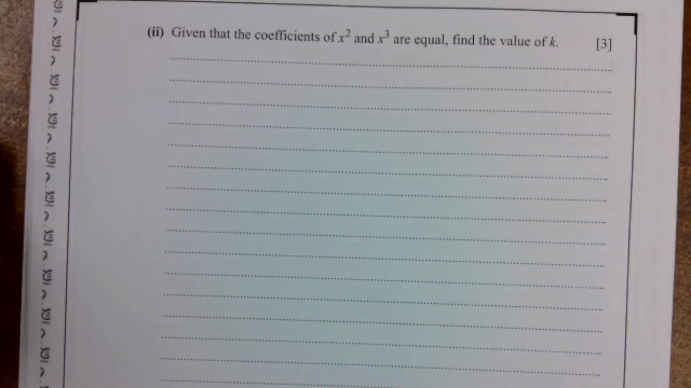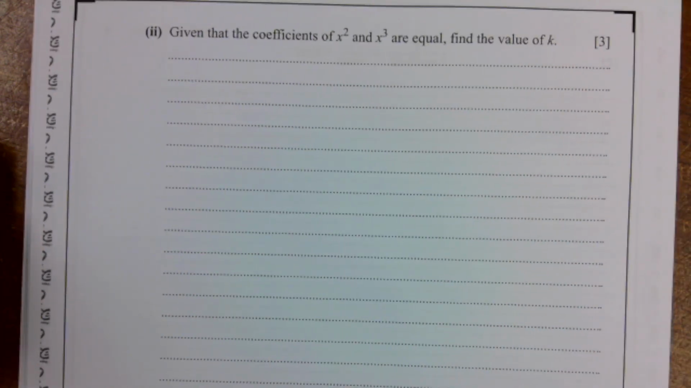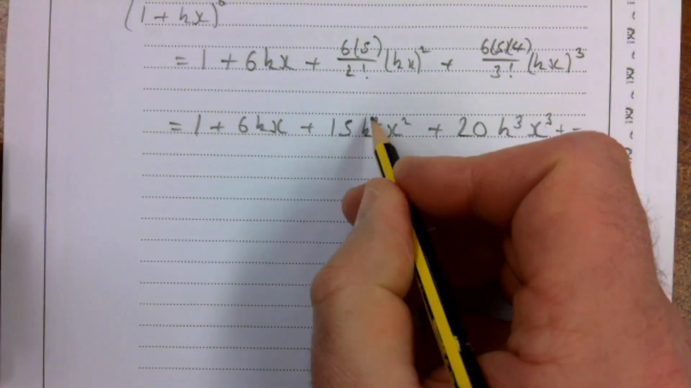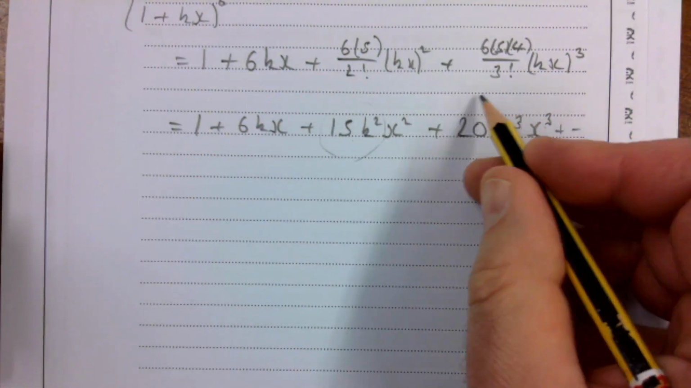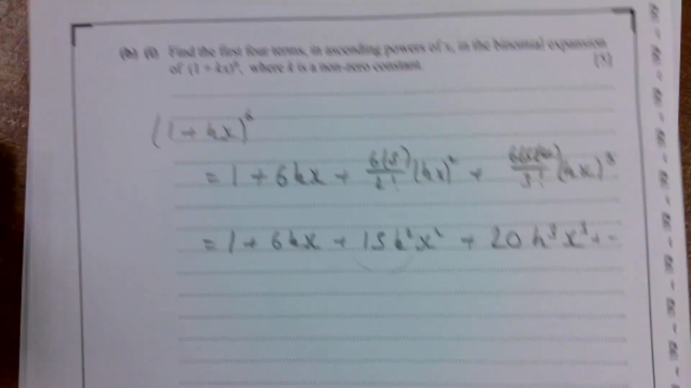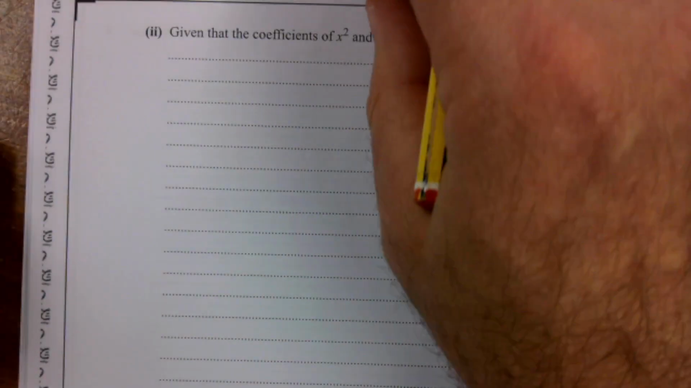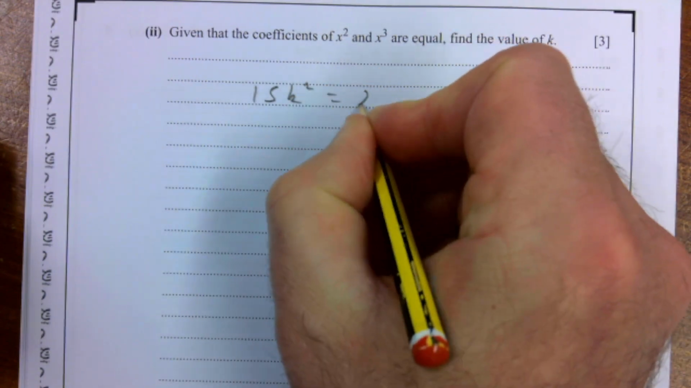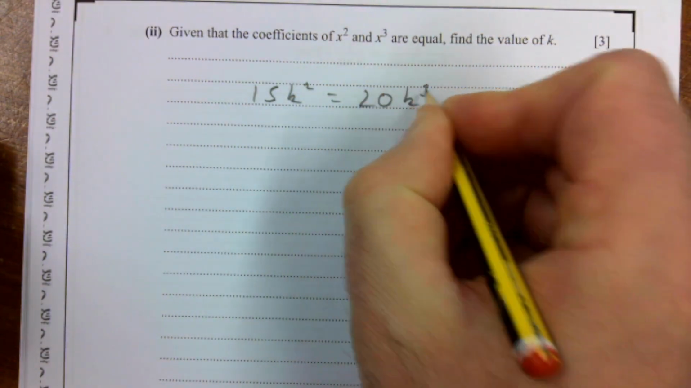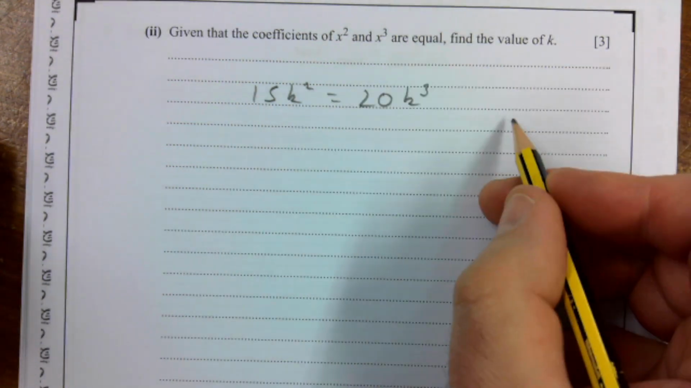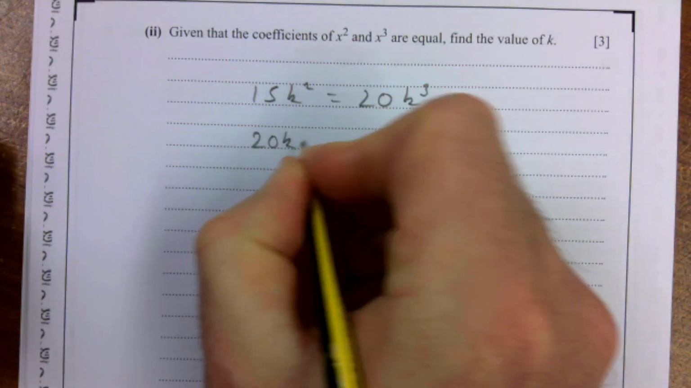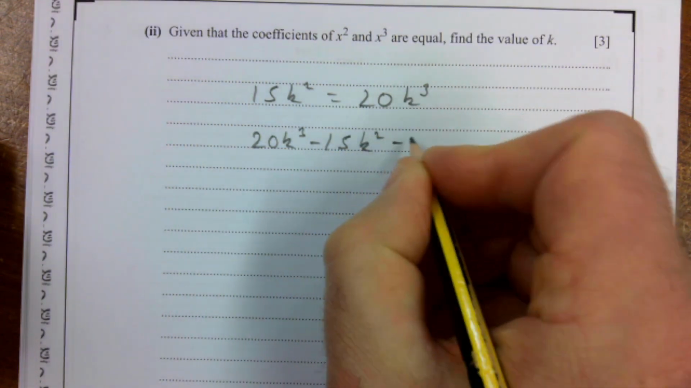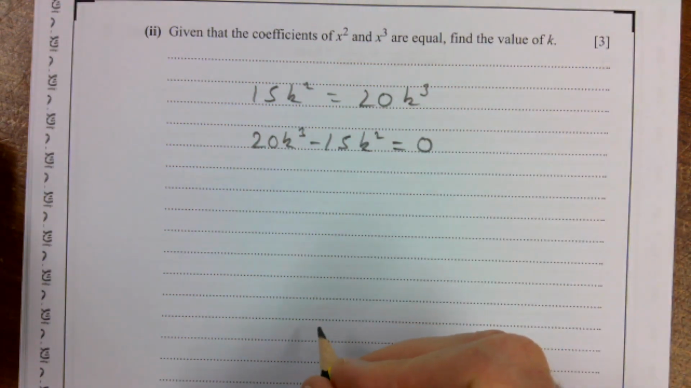Part 2, given that the coefficients of x squared and x cubed are equal, find the value of k. So there's my x squared one, so it's 15k squared, that must equal 20k cubed. So 15k squared equals 20k cubed. I'm going to take everything over then to this side here, so it's 20k cubed minus 15k squared equals 0.